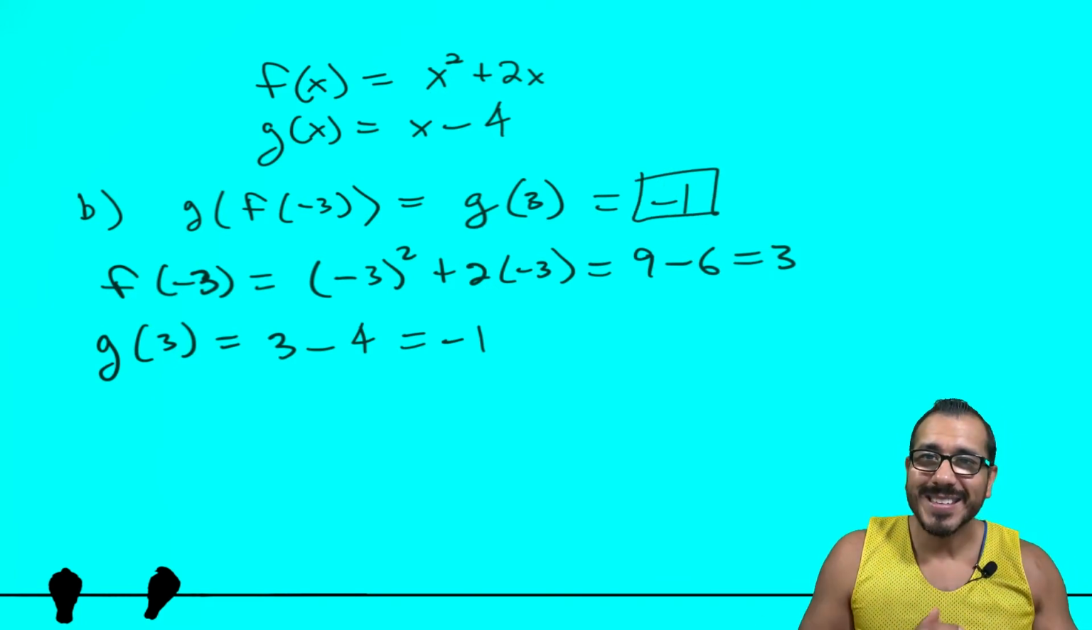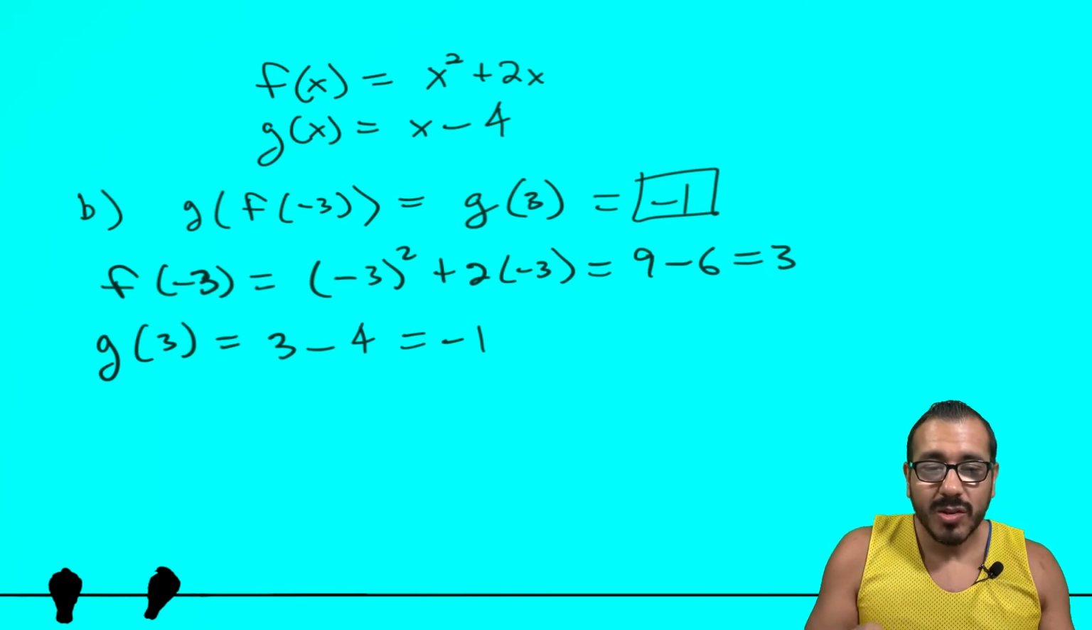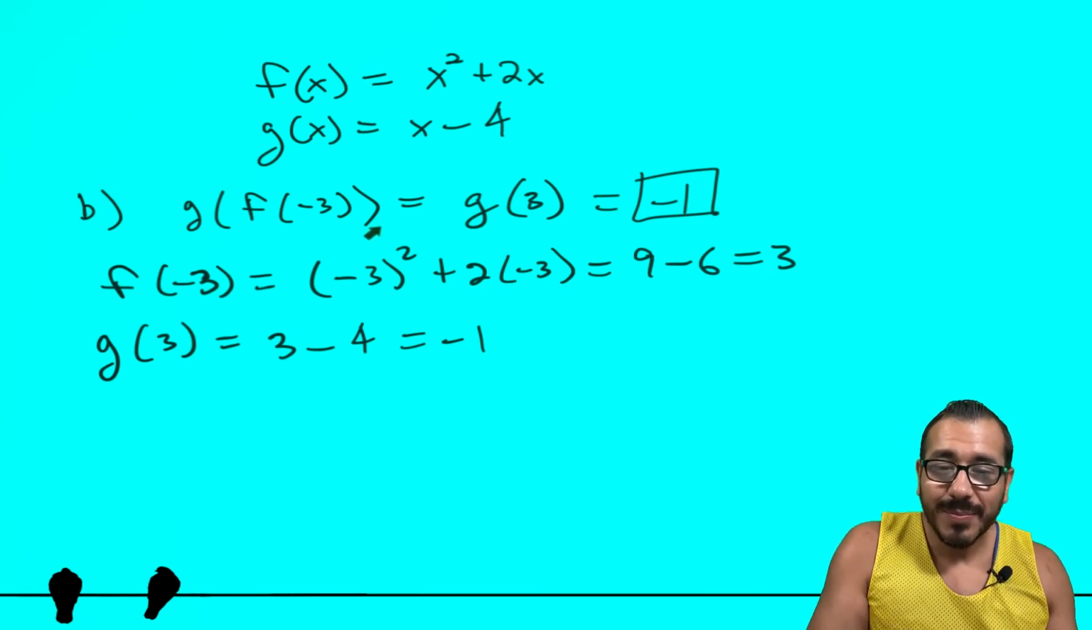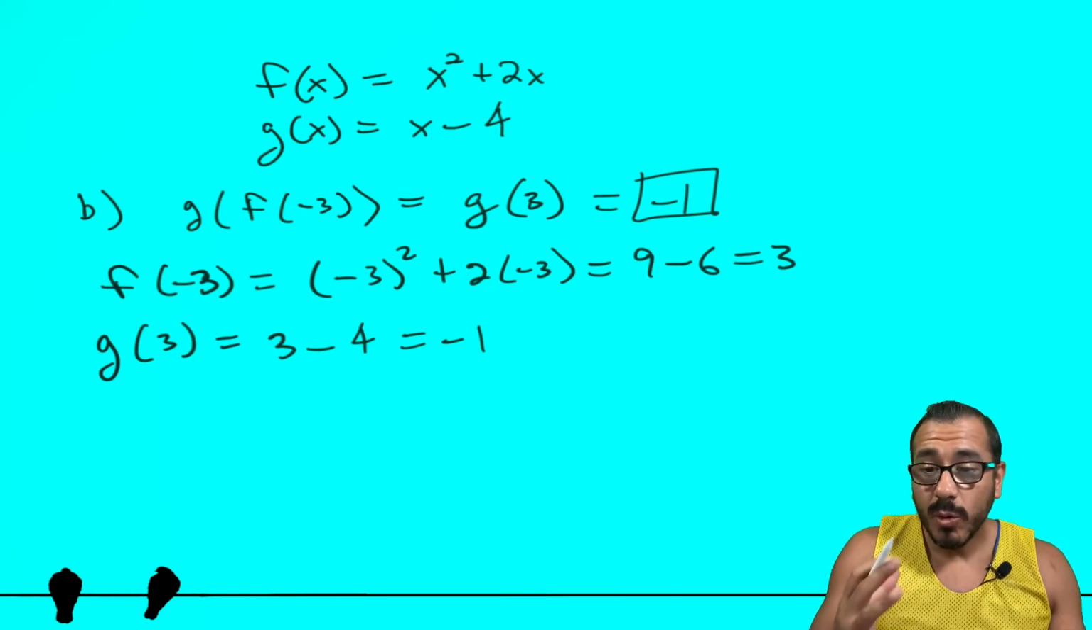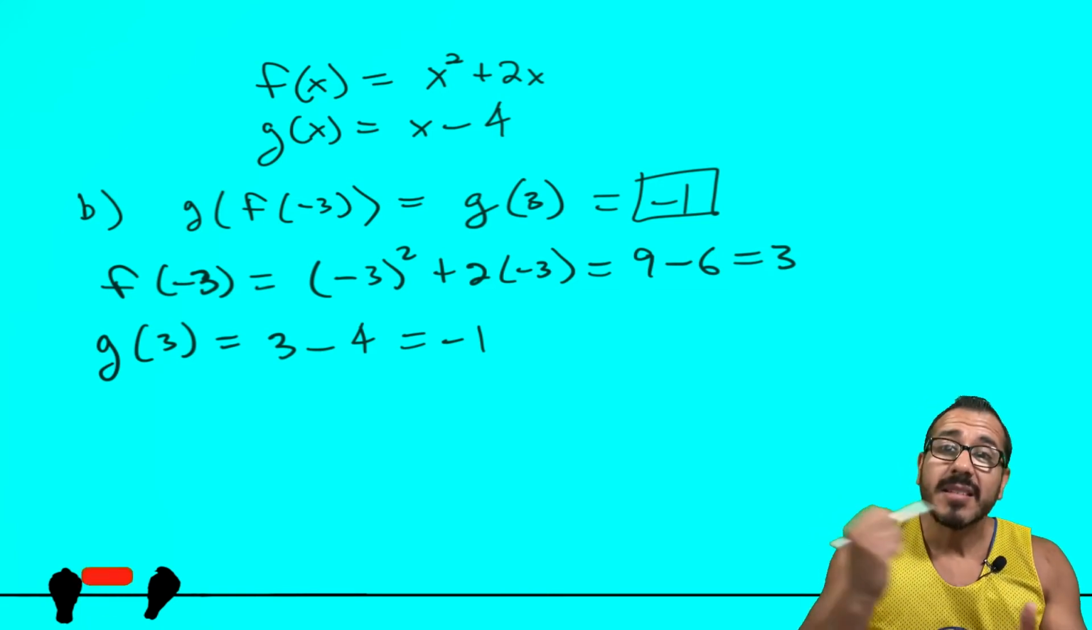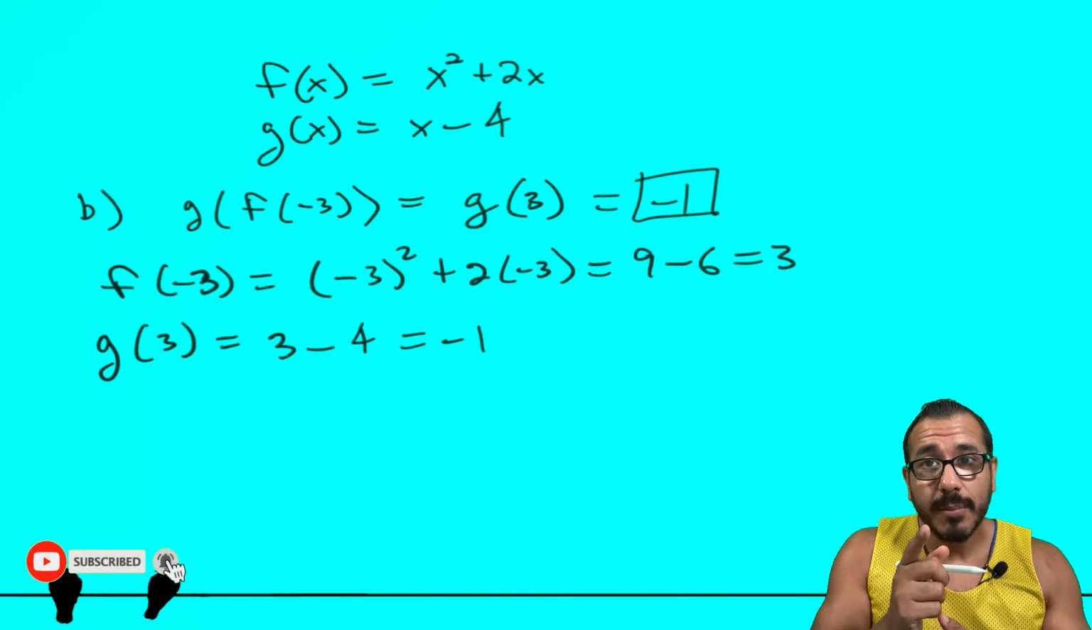It's that easy. But you have to make sure you understand the language, right? The notation is key. It's almost as important as smashing that like button and subscribing.